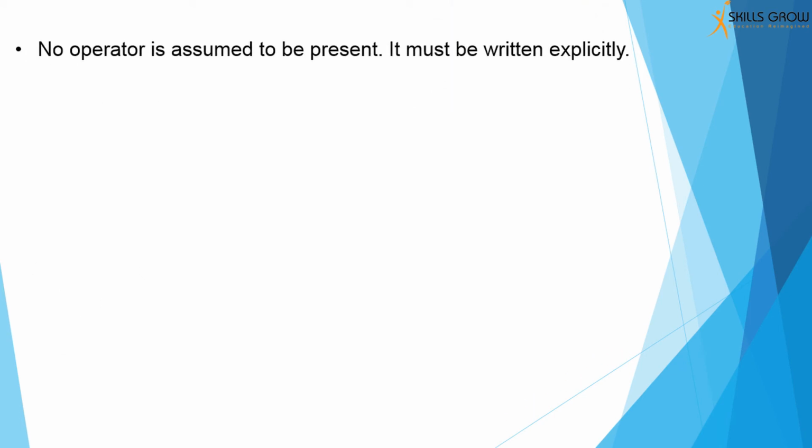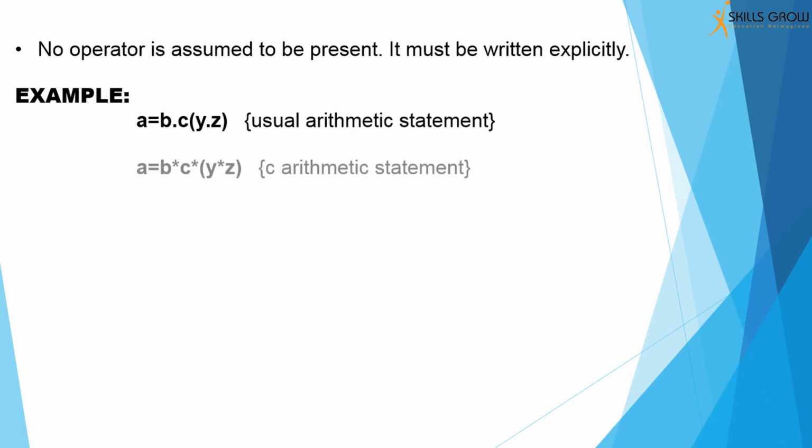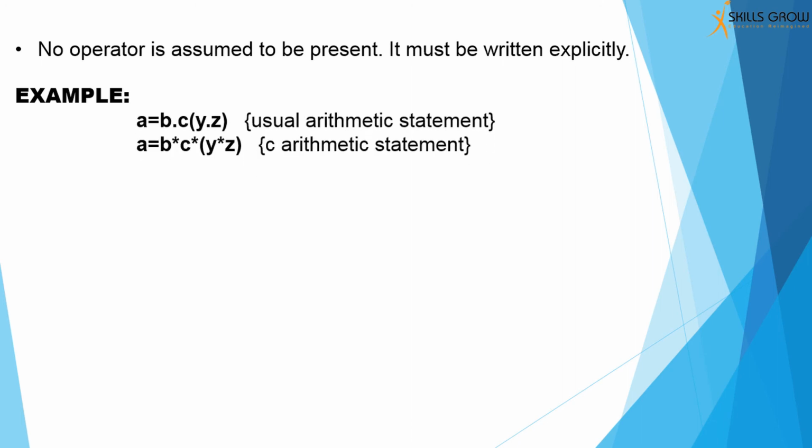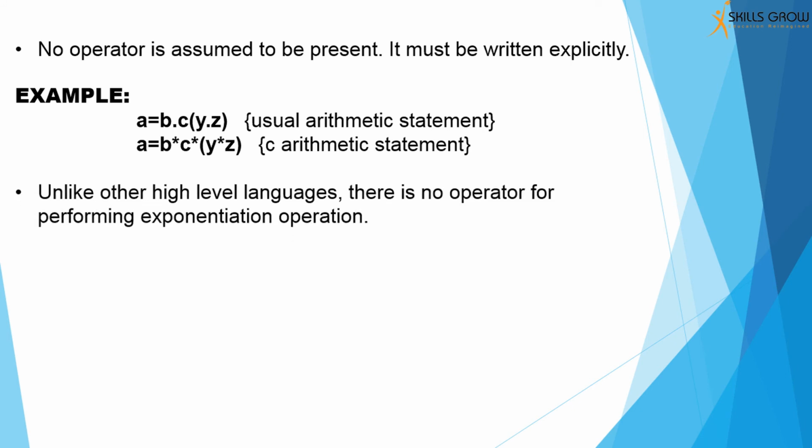In C, we must explicitly write operator in arithmetic statements. In the given example, we must explicitly give multiplication operator to get the result. Unfortunately, there is no operator for exponentiation in C. Therefore, the given statements are invalid.